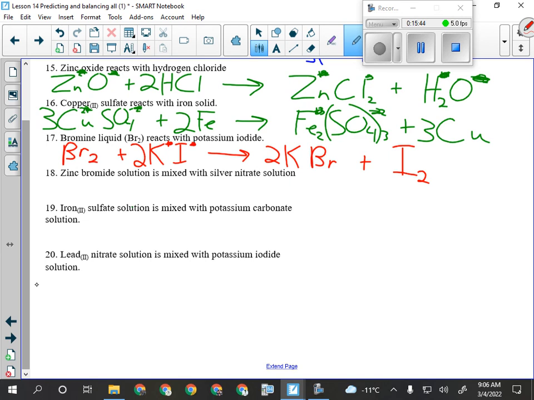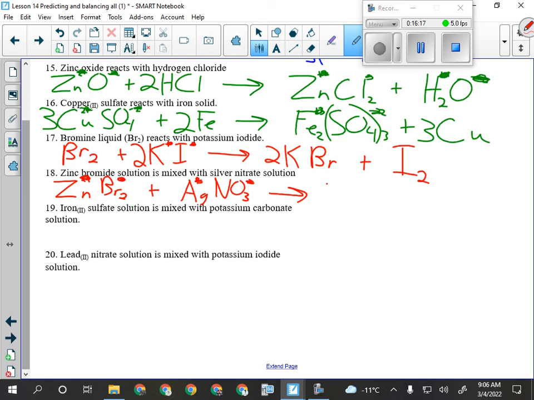Looking at number 18, we've got zinc bromide. Zinc's a metal, so this is an ionic compound, 2 plus, with bromine, which is a 1 minus, so we're looking at ZnBr2, and it is mixed with silver nitrate solution. So Ag plus 1, nitrate minus 1, so that compound is fine the way it's written. All right, 2 ionic compounds, so we're looking at a double replacement reaction.